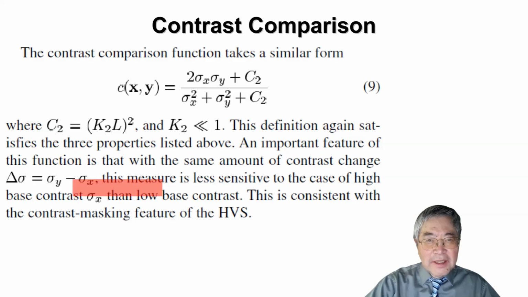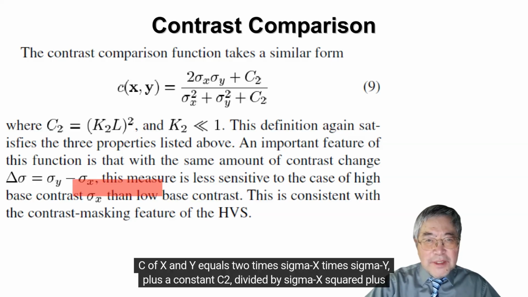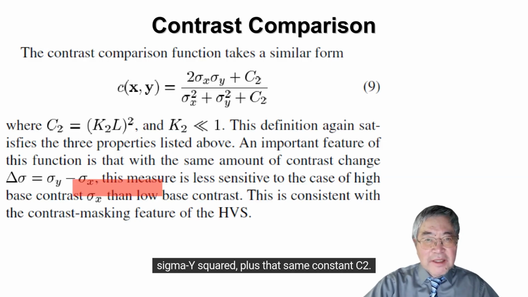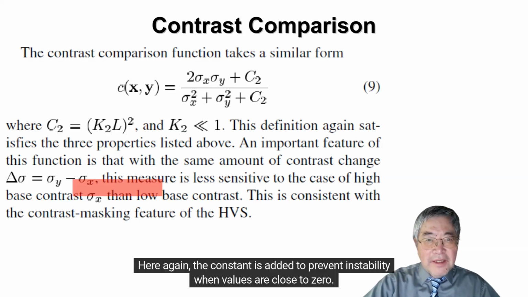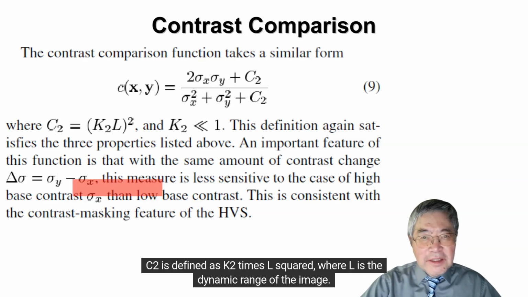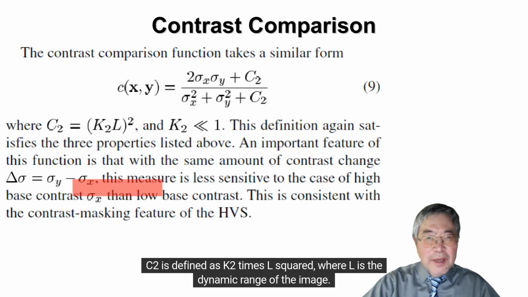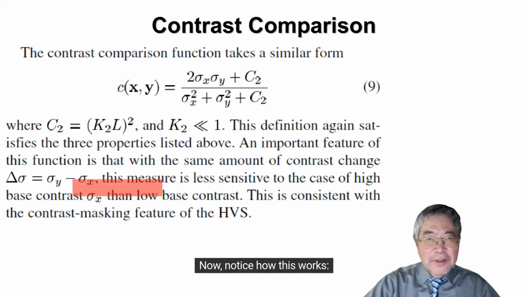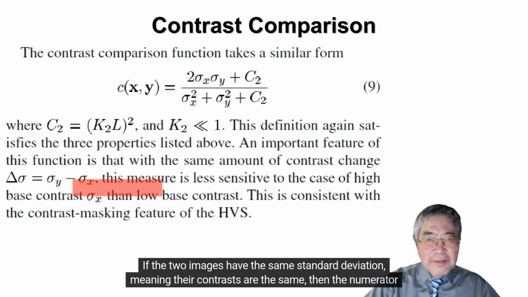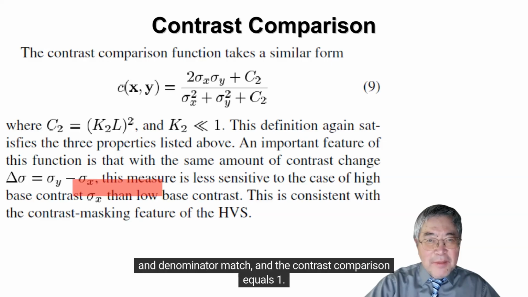It is written as C of x and y equals 2 times sigma x times sigma y plus a constant C2, divided by sigma x squared plus sigma y squared plus that same constant C2. Here again, the constant is added to prevent instability when values are close to 0. C2 is defined as k2 times L squared, where L is the dynamic range of the image. Now notice how this works. If the two images have the same standard deviation, meaning their contrasts are the same, then the numerator and denominator match, and the contrast comparison equals 1.